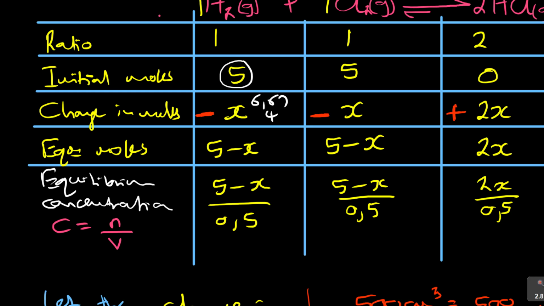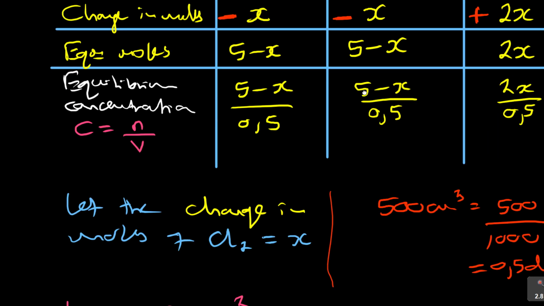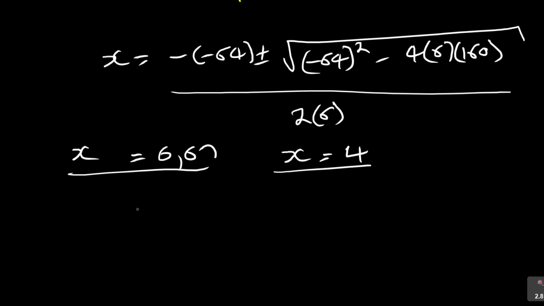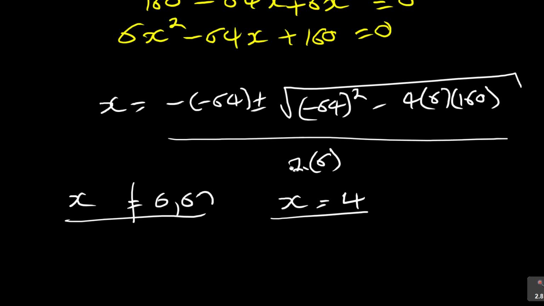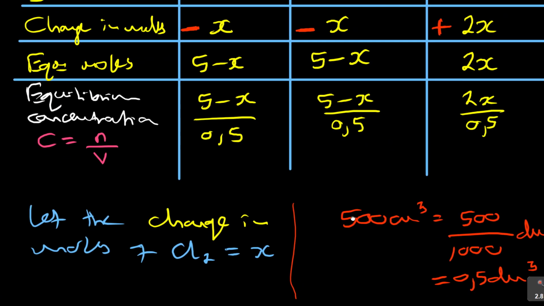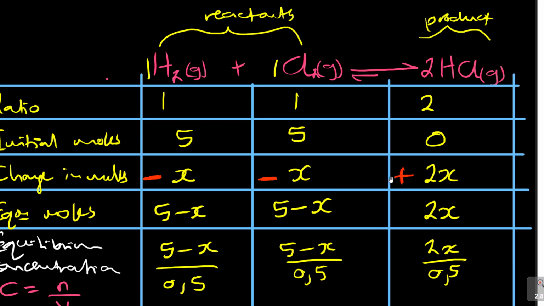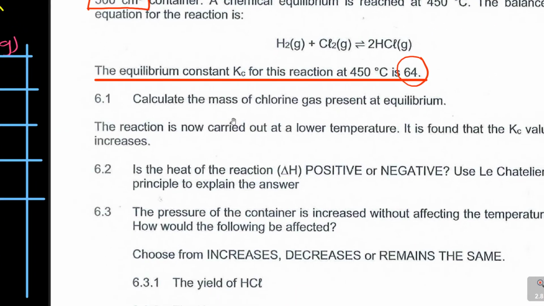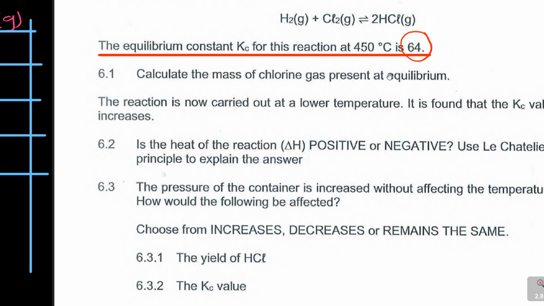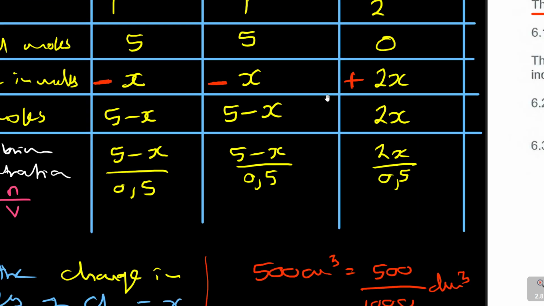Are you seeing that? So the right answer there, you can come down here because you started with 5 moles, and say therefore, here you scratch that, x is equal to 4. By scratching that, you are making sense of everything. x is equal to 4. So you are going to come back to the question. What does the question say? The question says calculate the mass of the chlorine gas present at equilibrium.